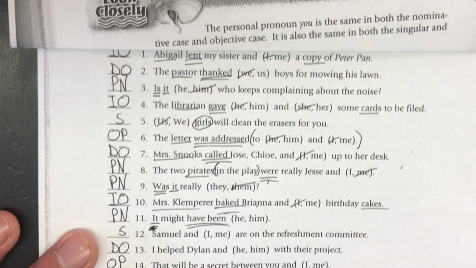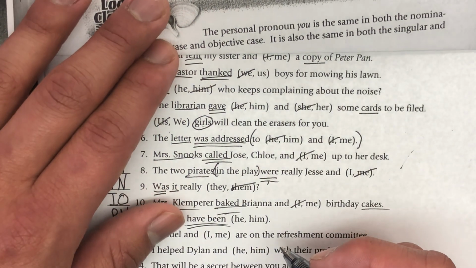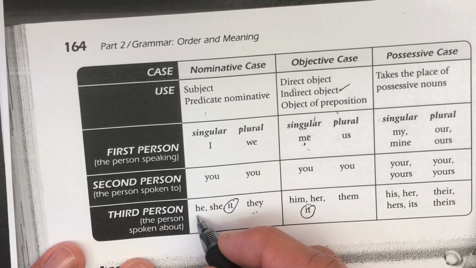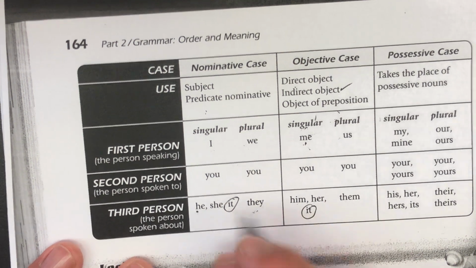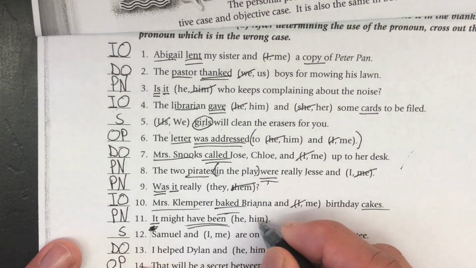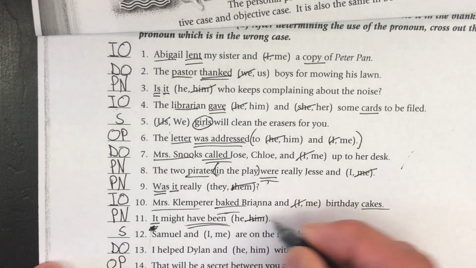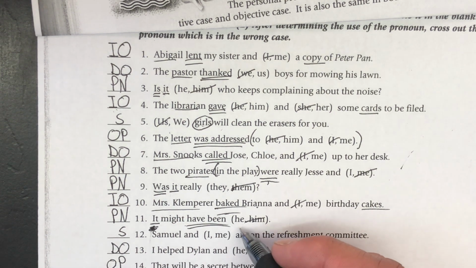Have been. So we've got a linking verb here. So that tells us that it's a predicate nominative. So we go to our third person, the person being spoken about. So it would be he. So let's cross out him. You wouldn't say it might have been him. You would say it might have been he, because it is a predicate nominative, and so you must use the pronoun in the nominative case.